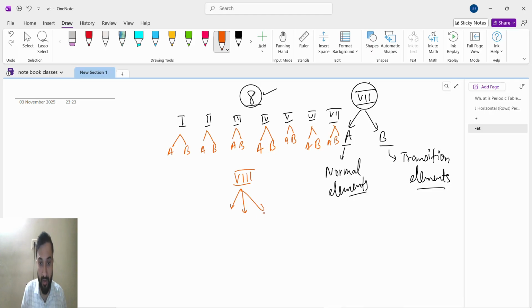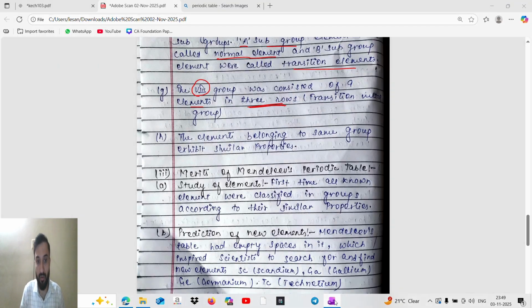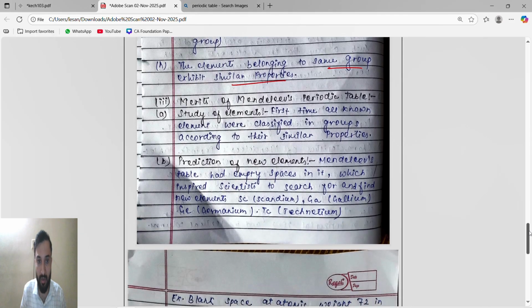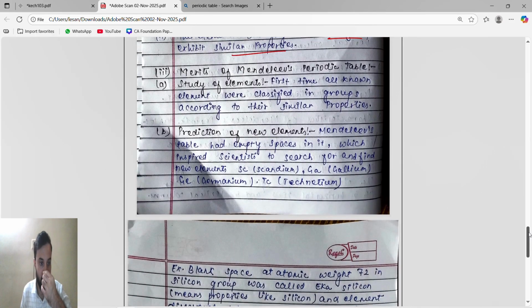The eighth group is divided into 3 rows. That's why he said the eighth group was considered of elements in 3 rows. The elements belonging to the same group exhibit similar properties. Obviously in the same group it will show similar properties. These are the things about Mendeleev.